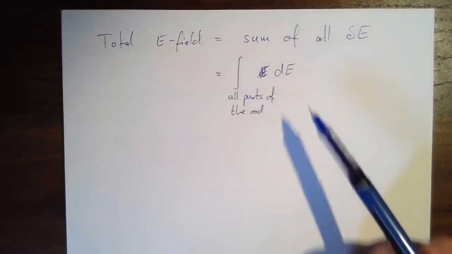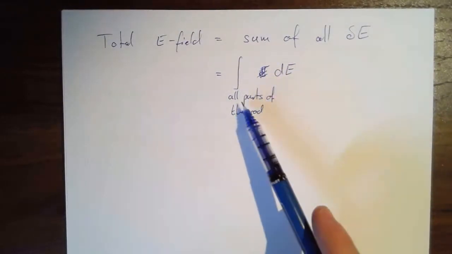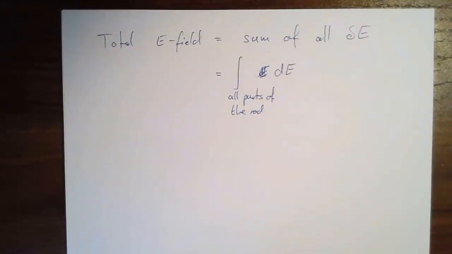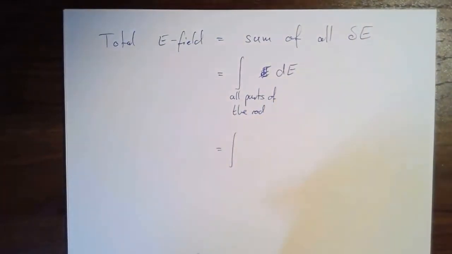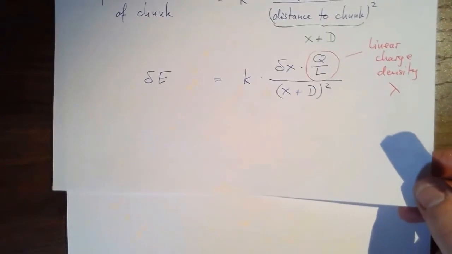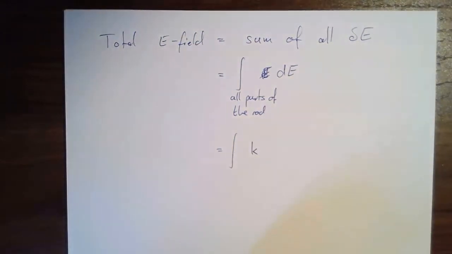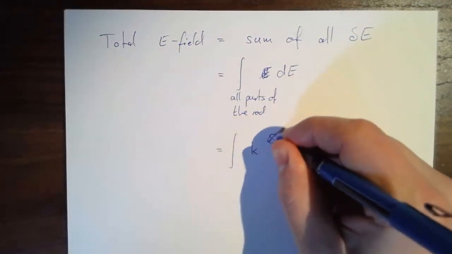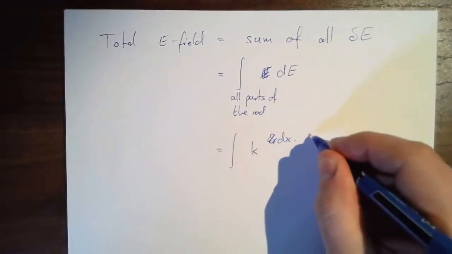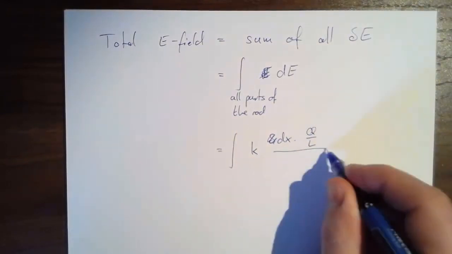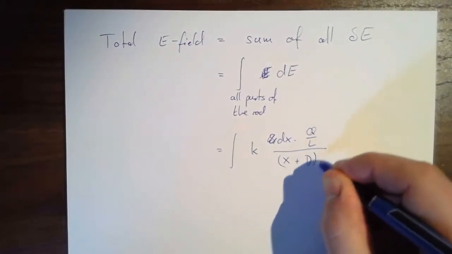This thing I can't evaluate, right? I need to somehow, what do I do with this? It's a mathematical expression, but how do I actually get a value out of that? Well, I've got an expression for this, right? I know that dE, worked out up here, is this. So I'm going to plug this in. I'm going to get k times, the delta becomes a d. Right, now my width of my chunk is infinitesimally thin. Q over L divided by (x plus d) squared.